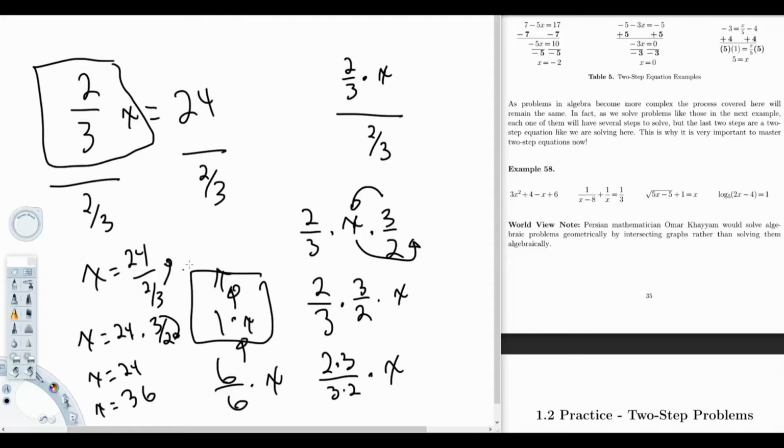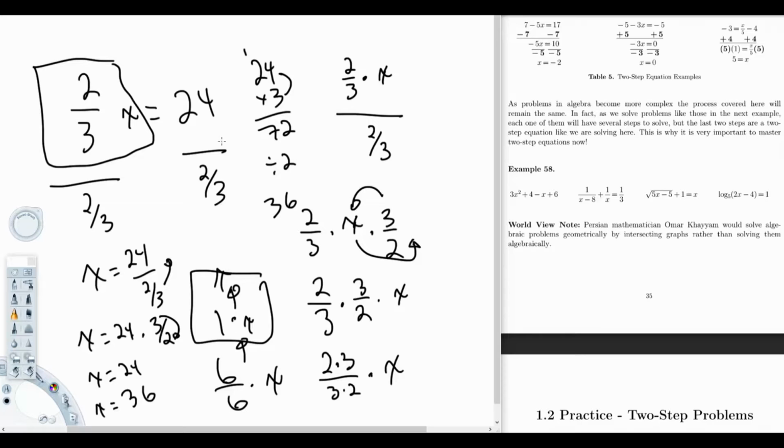Now do the math by yourself. Well, I'll help you do it. 24 times 3, that's a 12. We add the 1, that's 72. Divided by 2, equals 36. And that's how you get that answer.